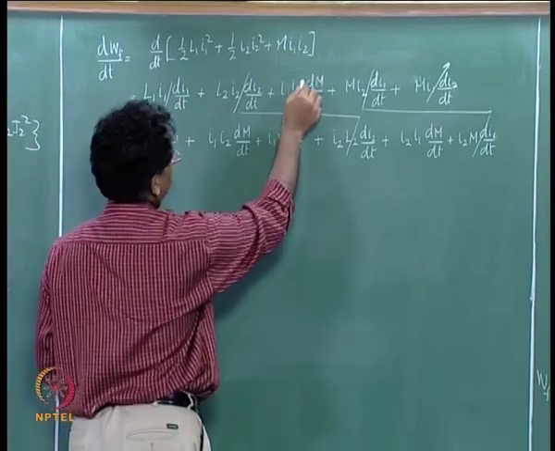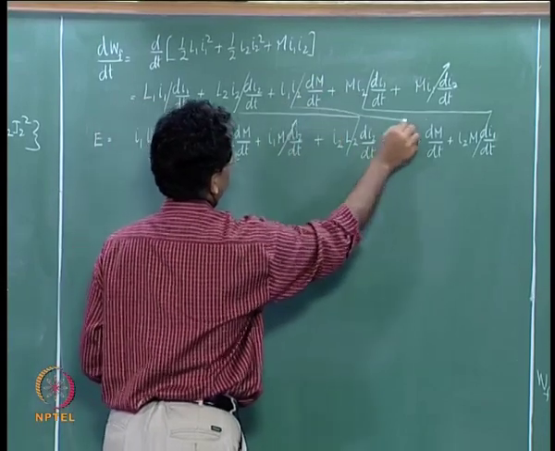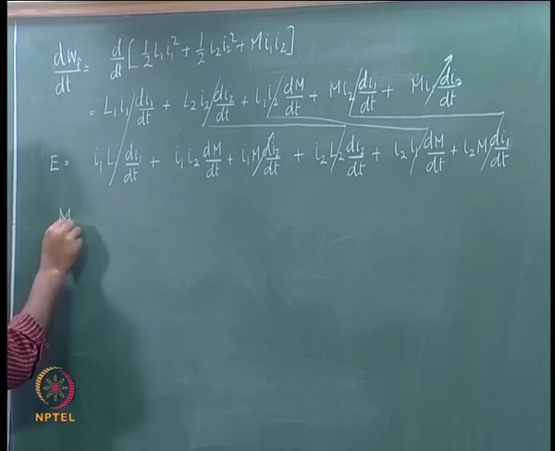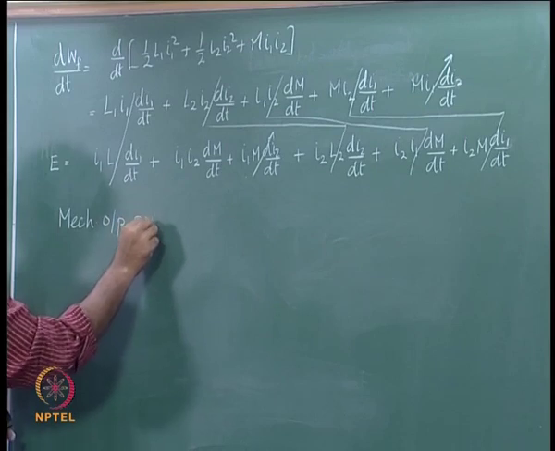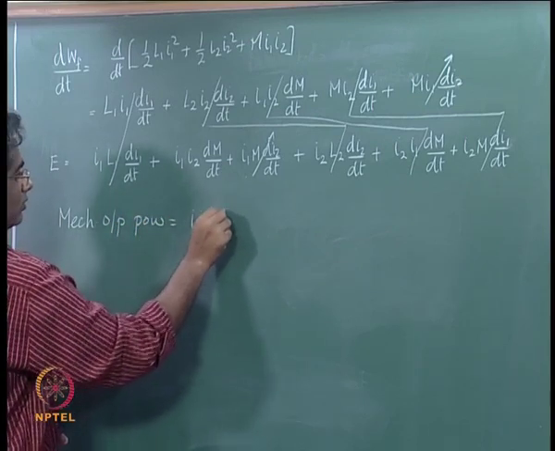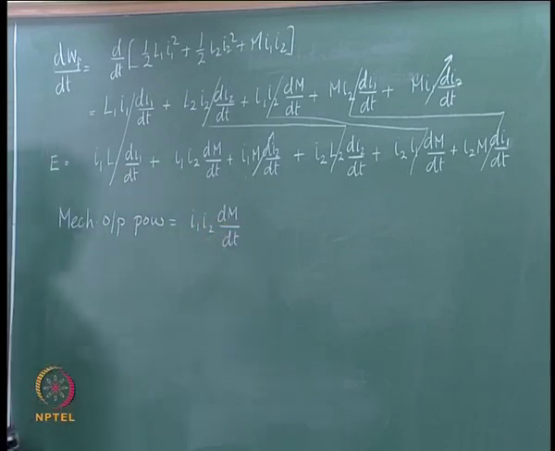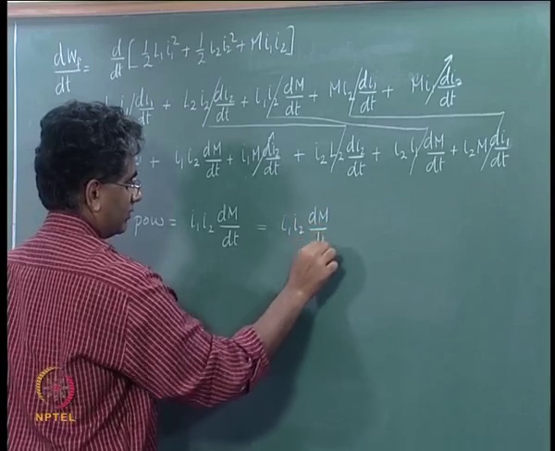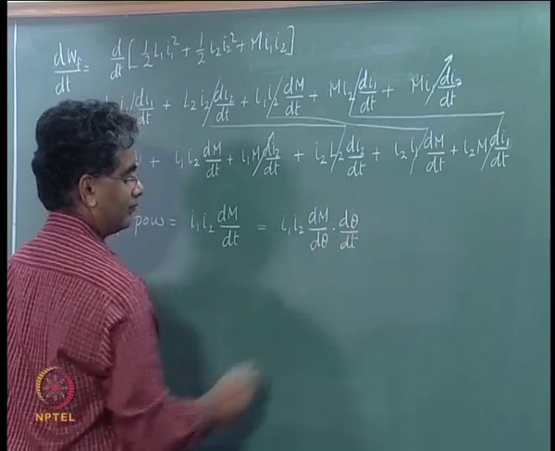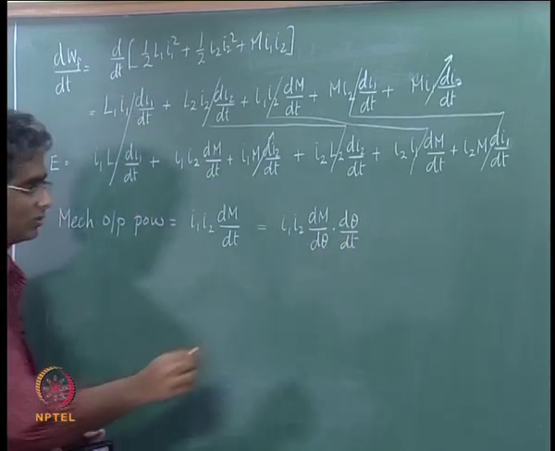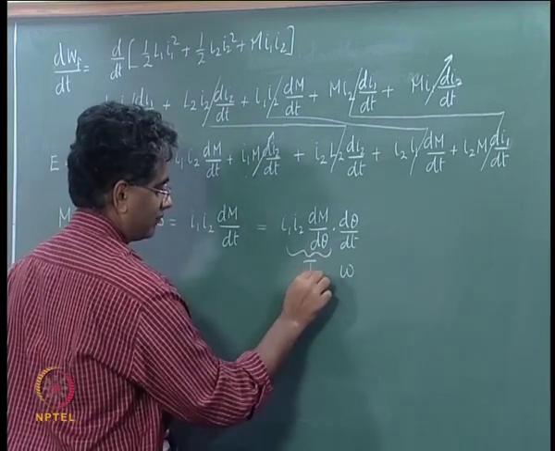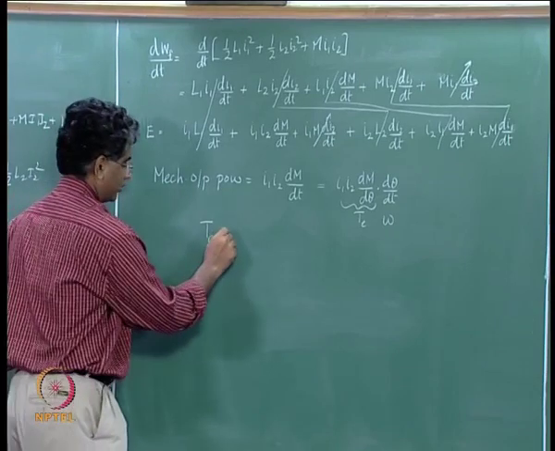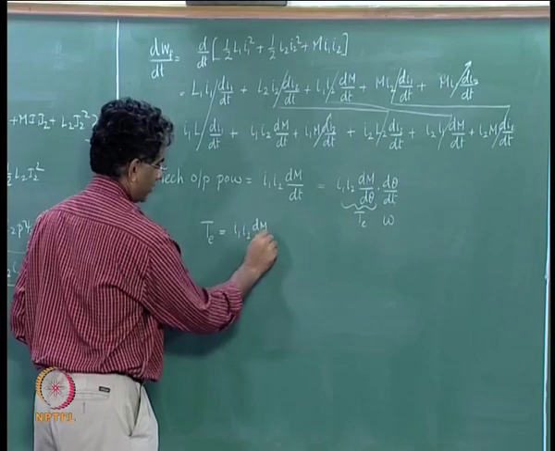and then you have I1 I2 dm by dt getting cancelled with I1 I2 dm by dt, and therefore the remaining expression is this, which means that the mechanical output power is equal to I1 I2 dm by dt, which can then be written as I1 I2 dm by d theta multiplied by d theta by dt, and d theta by dt is the angular speed omega, and therefore this part must be the torque, and therefore we can write torque that is generated, the electromagnetic torque Te is nothing but I1 I2 into dm by d theta.